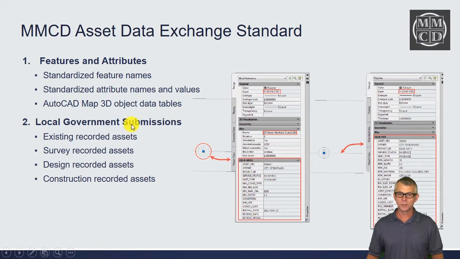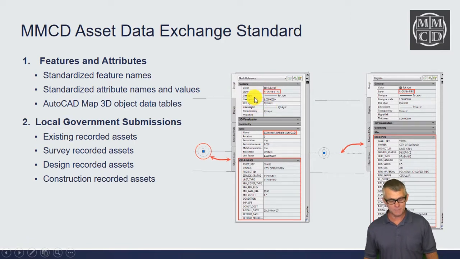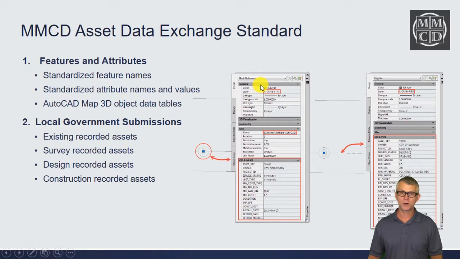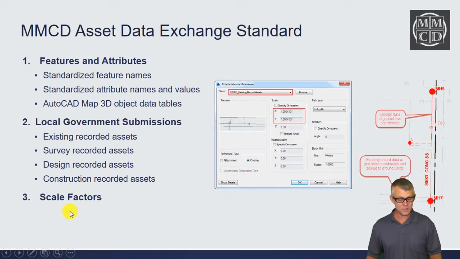So it does pertain to local government submissions, and there are 4 components of the standard: existing recorded assets, survey recorded assets, design recorded assets, and construction recorded assets. As you can see on the diagrams here, much of the data can be attached using the AutoCAD Properties palette. The Asset Data Exchange Standard also considers scale factors.